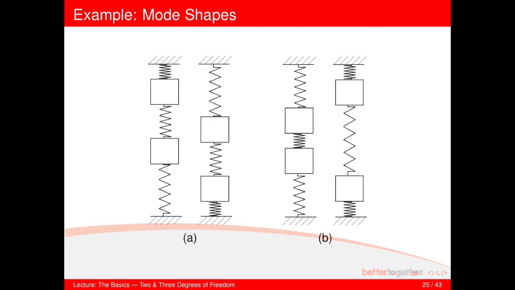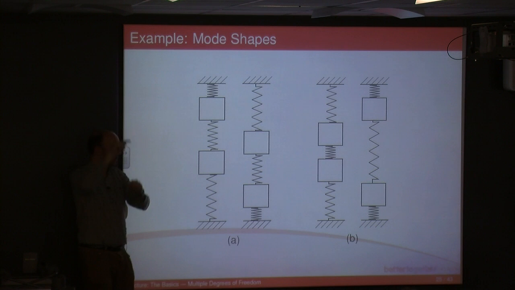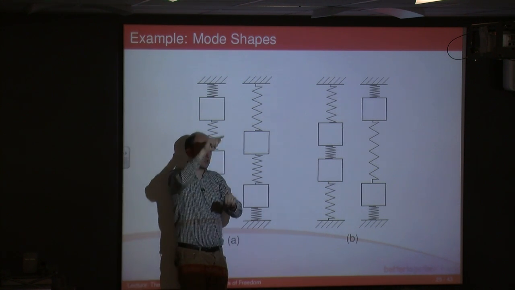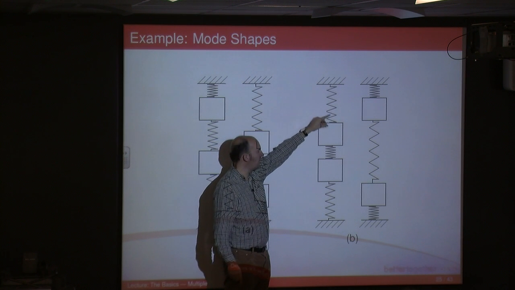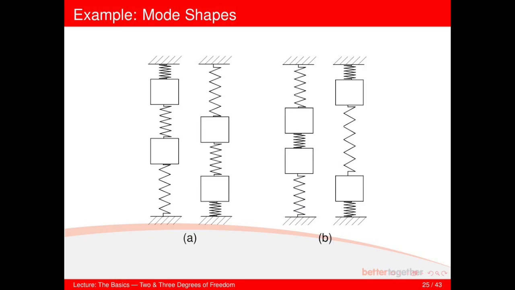So those are the 2 mode shapes. We had 1 and 1, so the 2 masses are moving up and down together, in unison. And then the second mode shape, they're moving in opposite directions. When this one moves up by 1, this one will move down by 1.